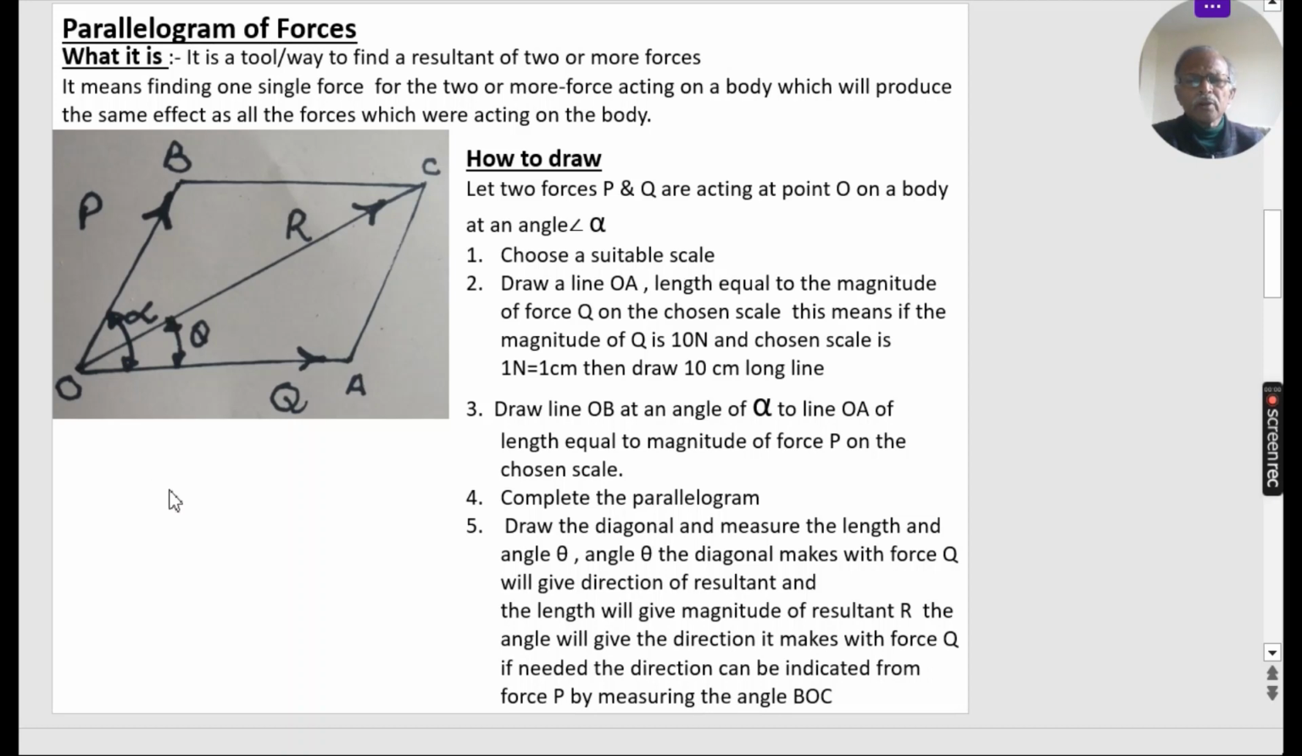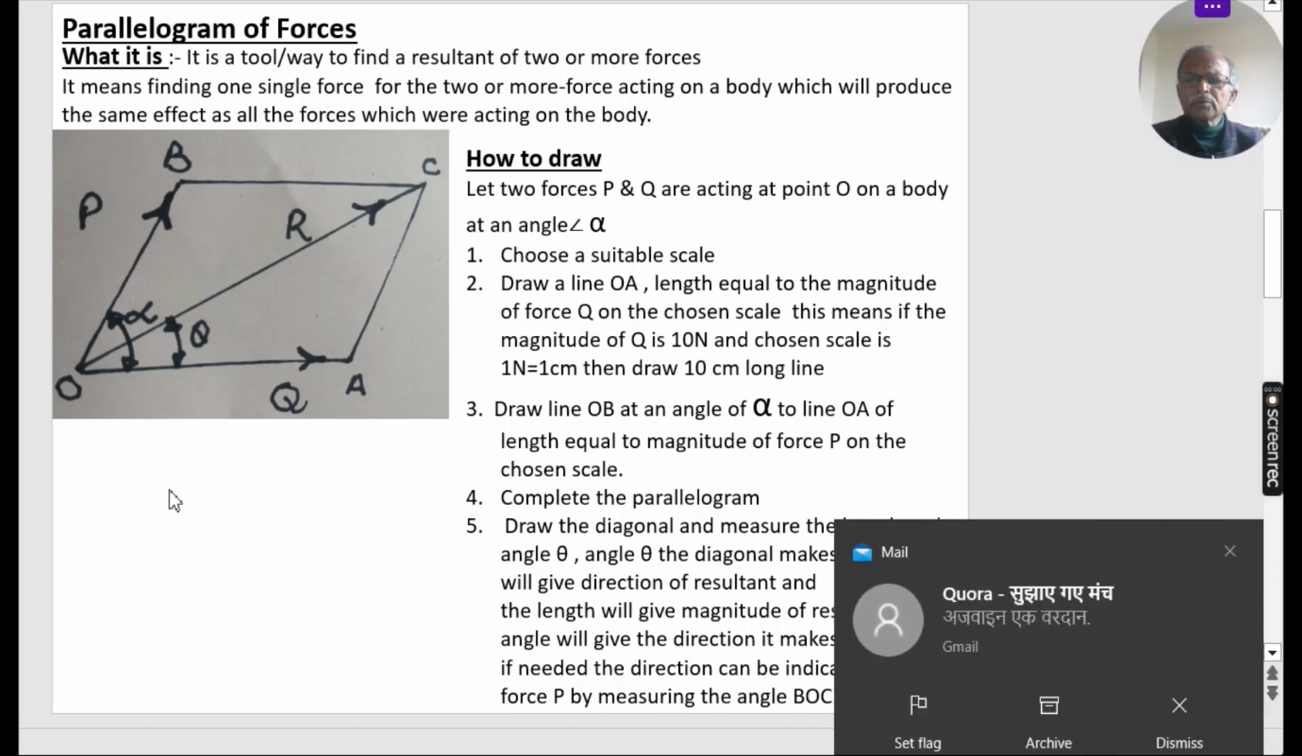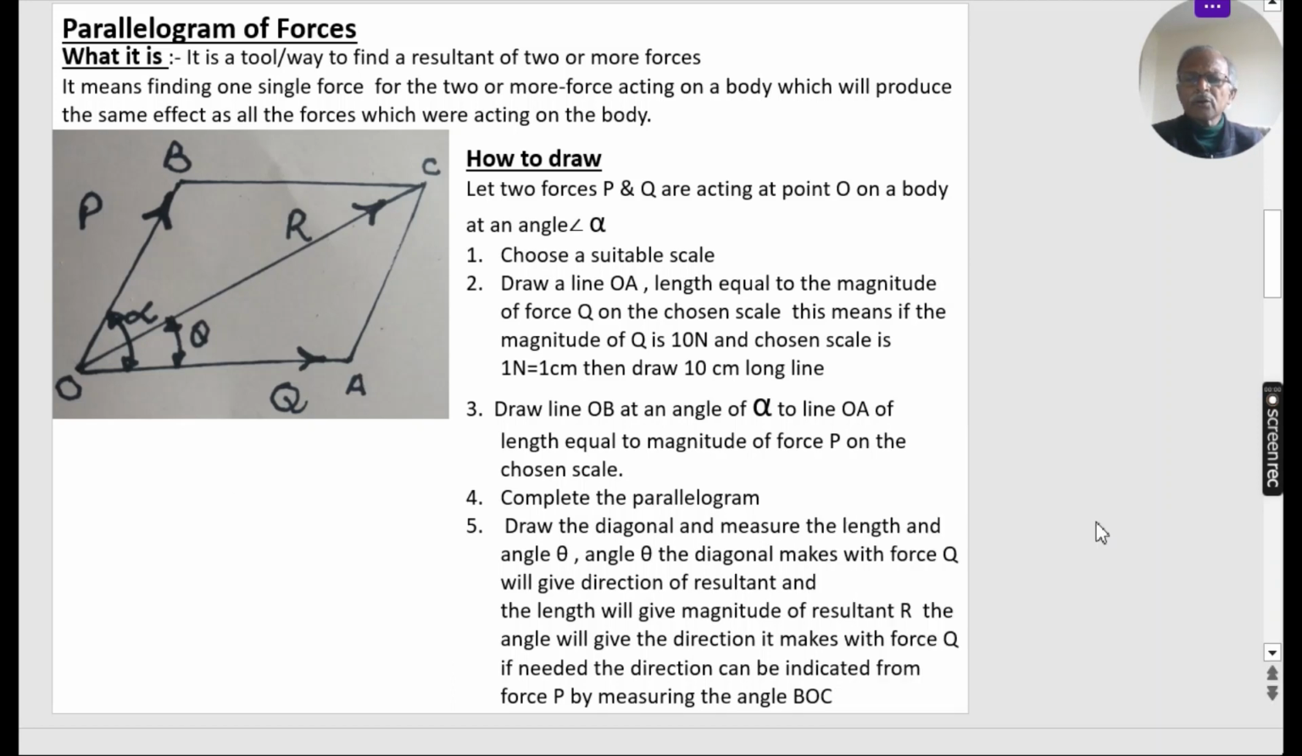Means, say the force is of magnitude 10 newtons, and we choose a scale that 1 newton is equal to 1 centimeter. Then the length of the line will be 10 centimeters long. So this is the scale.